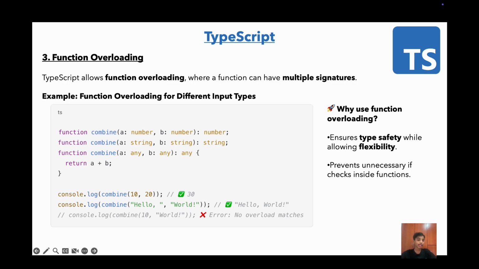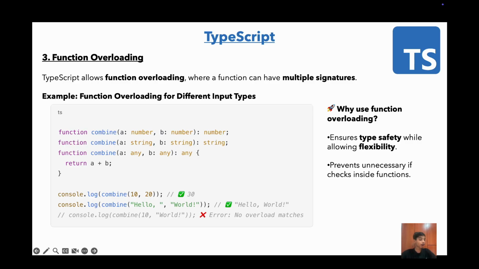We're saying a and b are any, and it should return any, and we return a plus b. Alright, so now this is function overloading. So instead, what it will be is this a can either be a number or a string, but over here it has to choose one. If this a is a number, then b should be a number and it should return a number. But if this a is a string, then b should be a string and it should return a string.